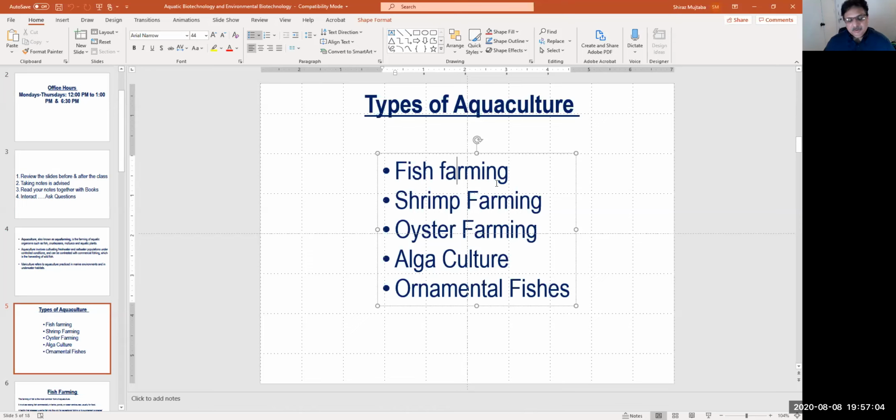Oyster farming, alga culture. Alga culture is coming up because it is again very rich in proteins. It could be part of food. And then last is ornamental fishes.